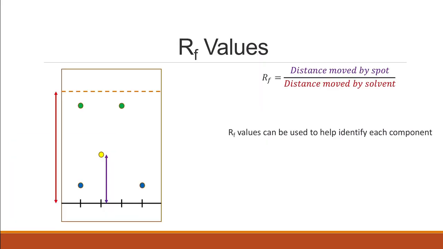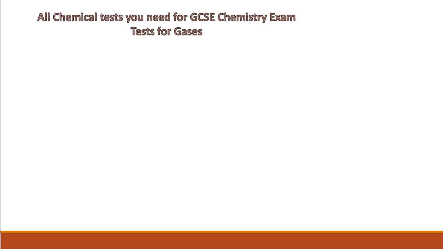We need to know how to measure the RF. The RF is the distance moved by the spot over the distance moved by the solvent. So the distance moved by the spot is the distance between the start line and the center of the spot, and the distance moved by the solvent is the distance between the start line and the solvent front. Solvent front is where the solvent moved in the paper chromatography.